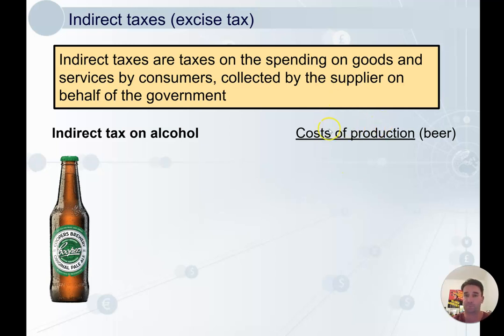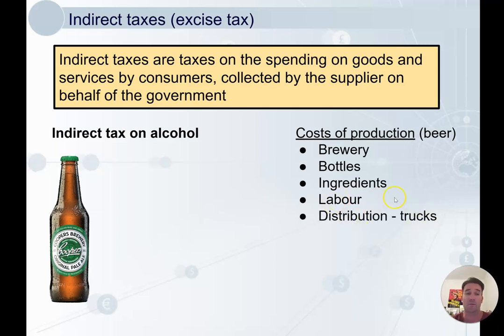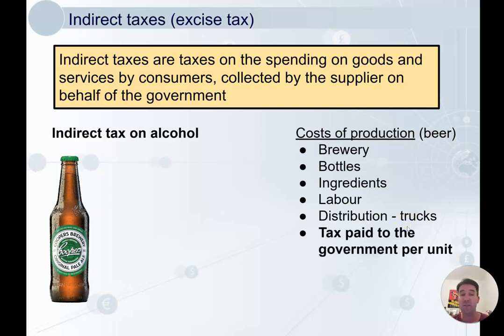So we'll look at a few of the different costs of production involved in beer. You've got to have the brewery, right? That costs money. You've got the bottles, costs money. The ingredients, what actually goes inside the bottle. The labor, the people doing the work, distributing it, all the trucks and travel, whatnot. Then what we're adding to it is for every bottle they sell, they pay all these costs, but now they also have to pay a tax to the government. So it might be per litre sold or per bottle sold, whatever.